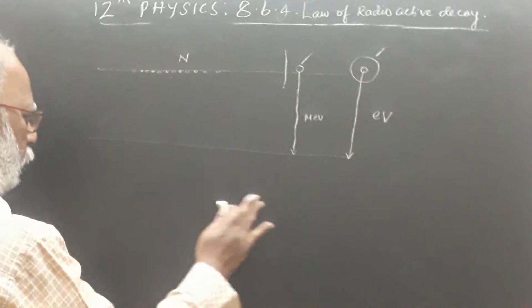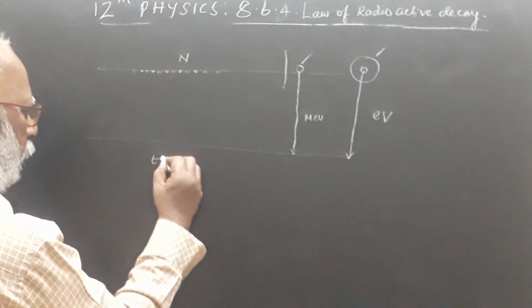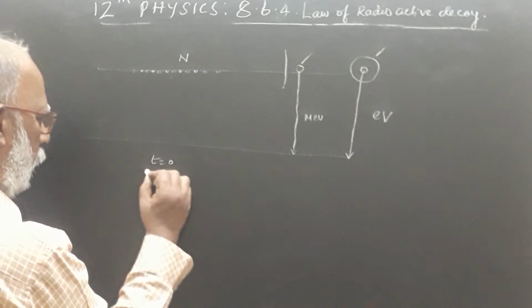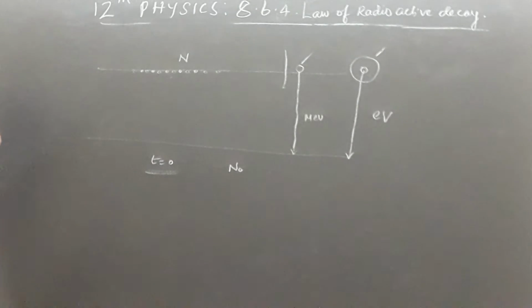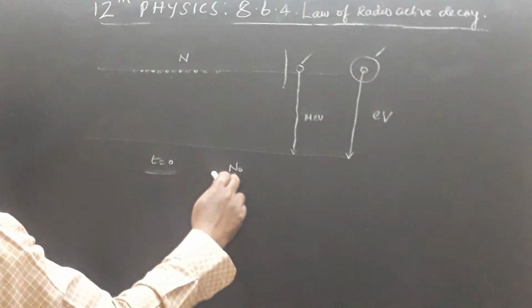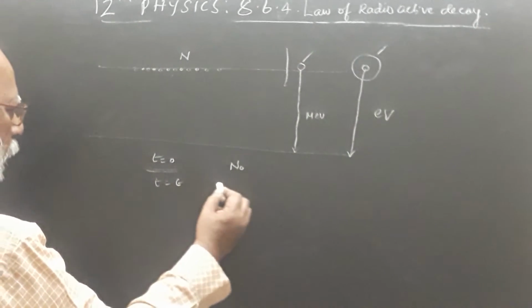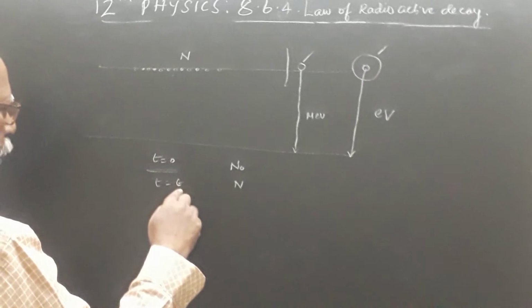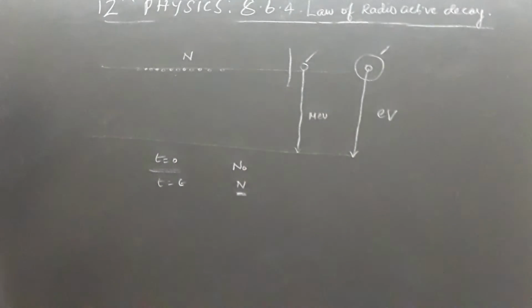For instance, let us assume that initially when t equals 0, that means no decay has happened, the number of nuclei remaining is considered to be N naught. When t equals t, at that moment the number of nuclei remaining in the excited state is said to be N.